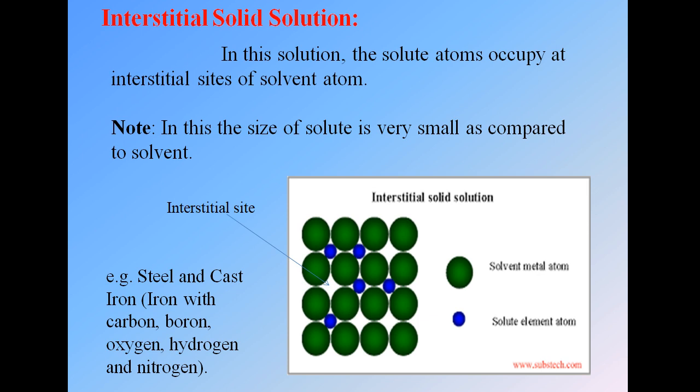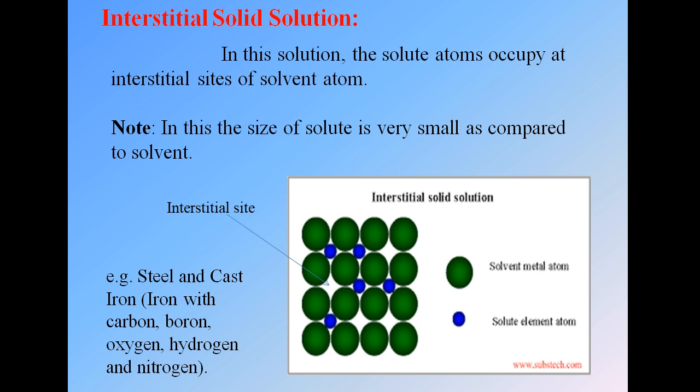What is meant by an interstitial site? As we see in the figure, we join the four green spheres together. They have point contact, so they have a gap in between them. That gap is nothing but an interstitial site, and that interstitial site is filled with the solute element atom. So in this case we are placing the solute atom. In the first two cases, we are replacing the solvent atom with the solute atom. You are getting it or not? In the first two cases we are replacing things. In this case we are placing things.